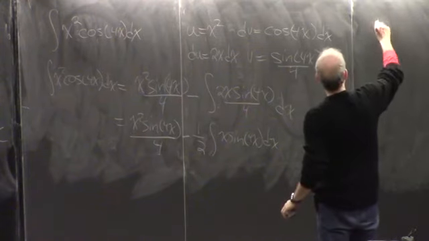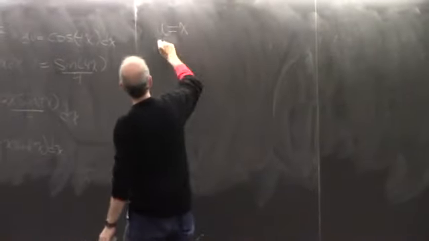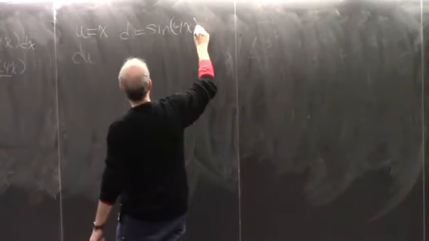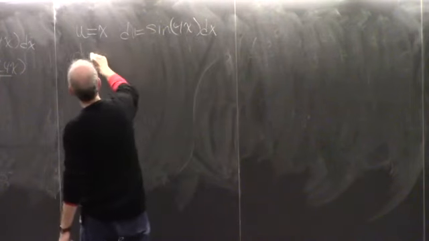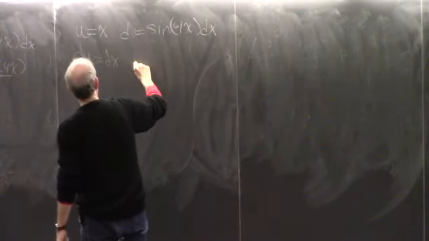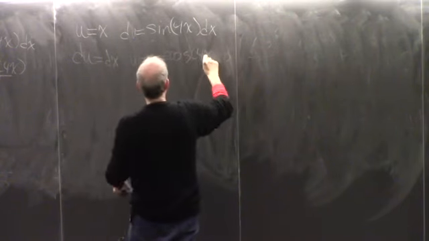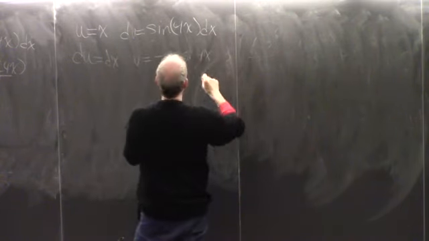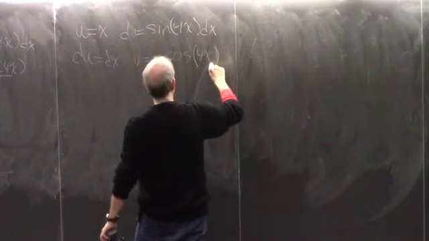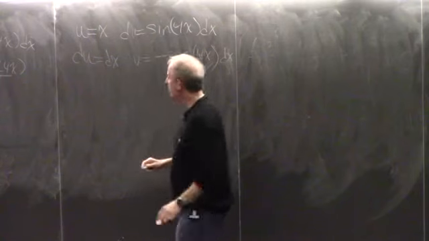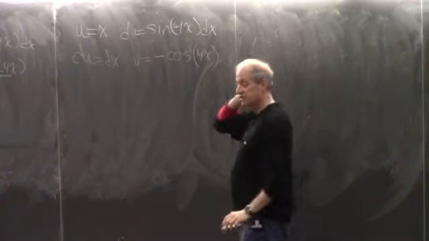So I let u equal x and dv equal sine of 4x dx. Then du is dx. And v is minus cosine of 4x.